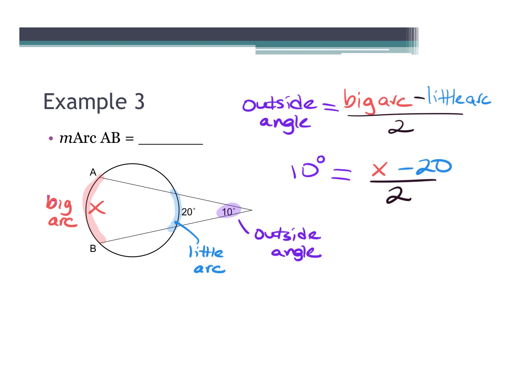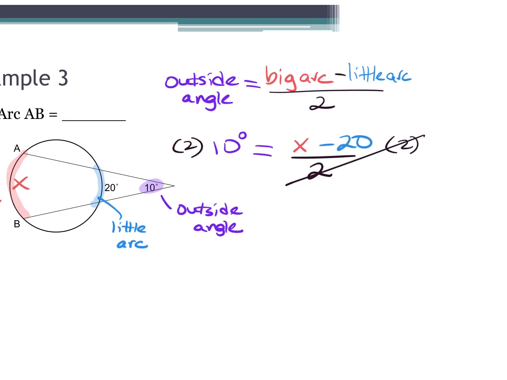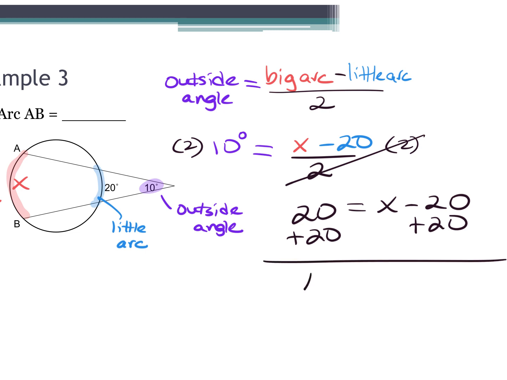Nice algebraic equation here. We're going to go ahead and multiply both sides by 2. That will clear the fraction. And then I have to do 10 times 2 and get 20. And now I have x minus 20 to solve for x. Add 20. And x equals 40. And remember, x was my arc AB that they wanted me to find. So 40 degrees.